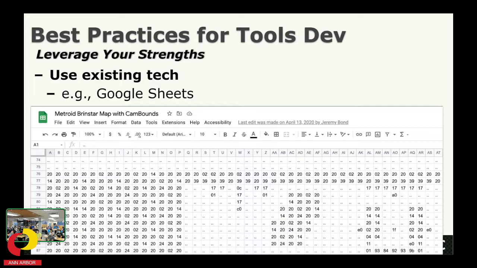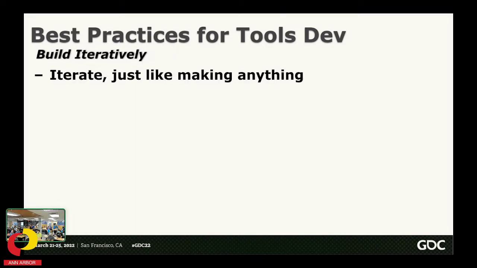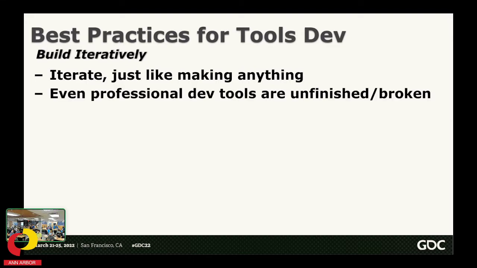Oh yeah, Google Sheets. I do a lot of stuff with Google Sheets and then exporting to comma separated values, tab separated values, that kind of stuff. This is where I talk about the version control in front of everybody else. Build iteratively, iterate like everything. All professional tools are broken.